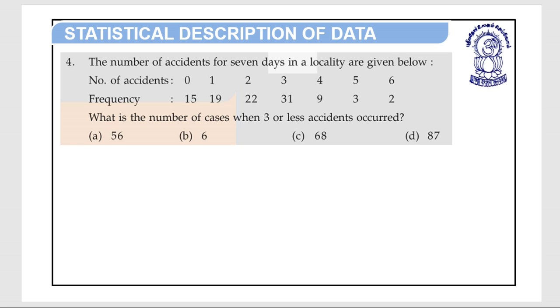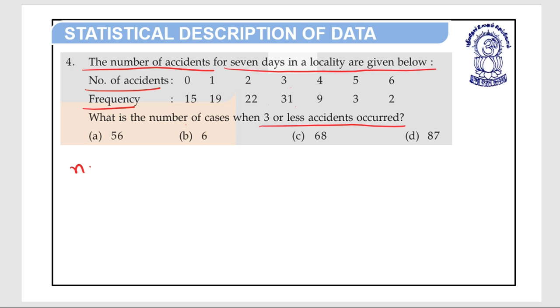Next question, question number 4. The number of accidents for 7 days in a locality are given below. Number of accidents 0, 1, 2, 3, 4, 5, 6. Frequency 15, 19, 22, 31, 9, 3, 2. What is the number of cases when 3 or less accidents occur?